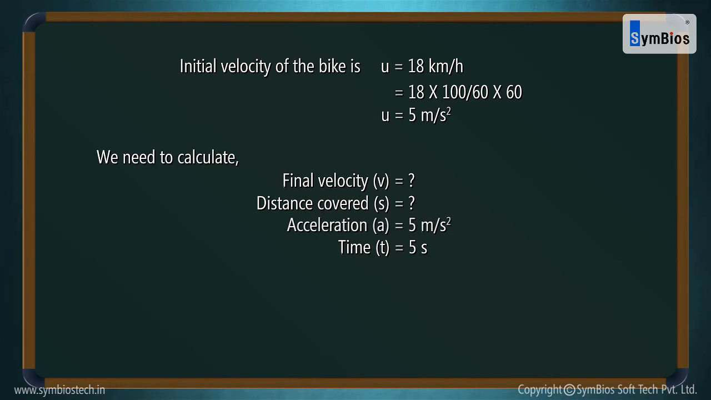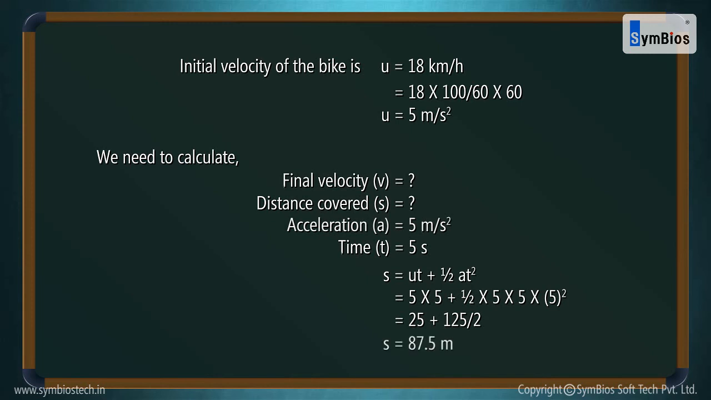We have s is equal to ut plus half at square, is equal to 5 into 5 plus half into 5 into 5 square, is equal to 25 plus 125 by 2, is equal to 87.5 meter.